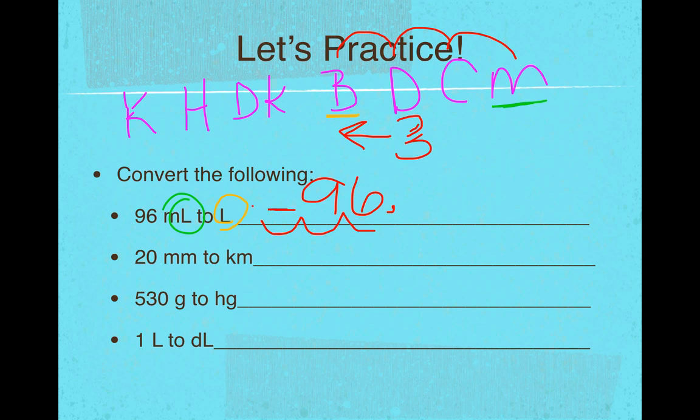I have an empty spot. What is the only thing I can enter in? A 0. So I get my answer then, okay, as 0.096. Is my number done yet? No, because I have to put a unit. So I've got liters.